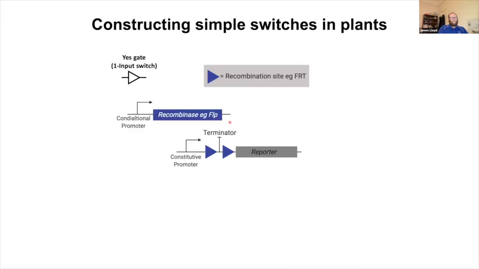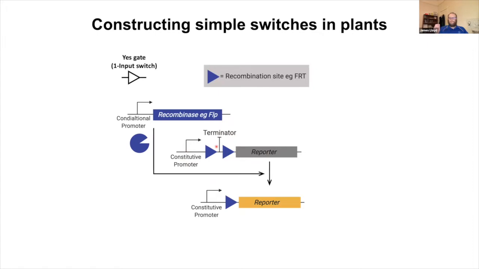In this case, we'd have a constitutive promoter driving a reporter gene, such as luciferase or GFP, and we would use a terminator in what would normally be the 5' UTR region to turn this reporter off. So the promoter might be a constitutive promoter, but it's no longer able to express this reporter gene. We flank this terminator with recombination target sites, and only when we conditionally express the recombinase do we get that terminator removed and the reporter gene turned on.